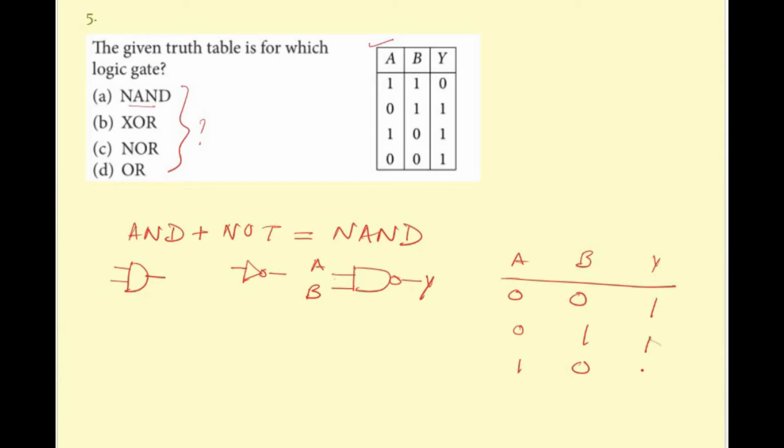This is 1 and this will be 1, and for both the high input it will be 0. So the first option resembles this same, so our option A will be the correct option, that is, it is a NAND gate.